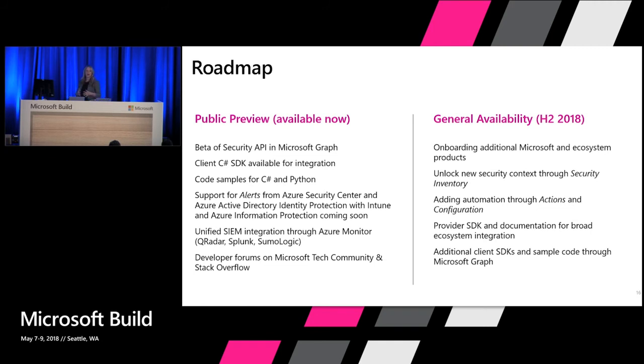Okay, so let's talk a little bit about what is available today and what's coming soon. So as I mentioned just a couple of weeks ago, we launched the public preview. So there is now in the beta branch a security API for Microsoft Graph. We have a client C# SDK available for integration and code samples for C# and Python. And today the API supports alerts for Azure Security Center, Azure Active Directory Identity Protection, and Intune. Azure Information Protection Services will be integrated in the coming weeks.